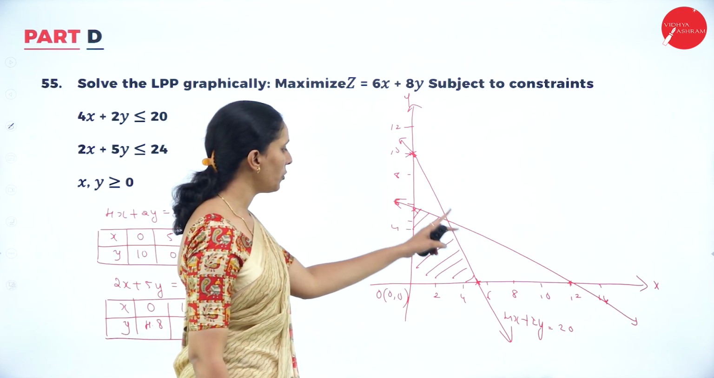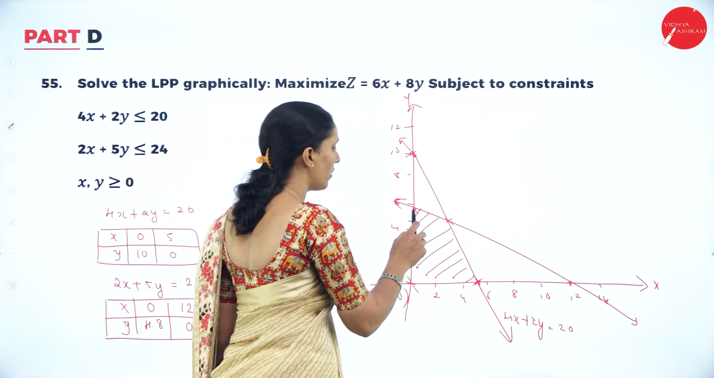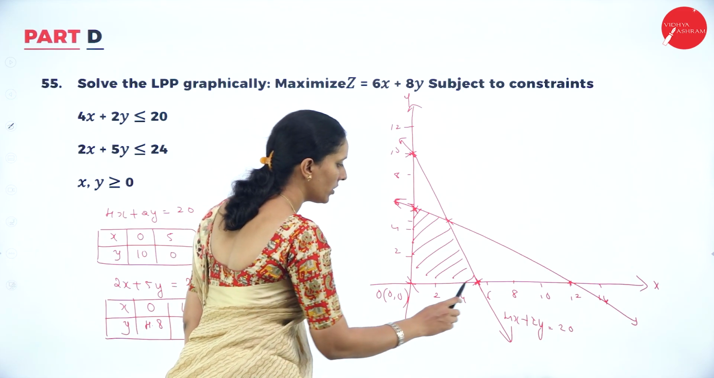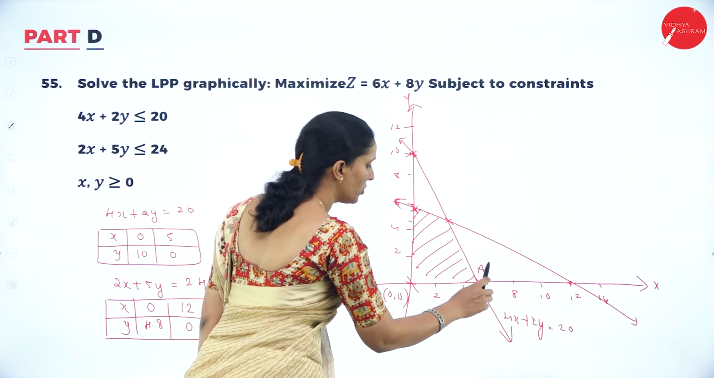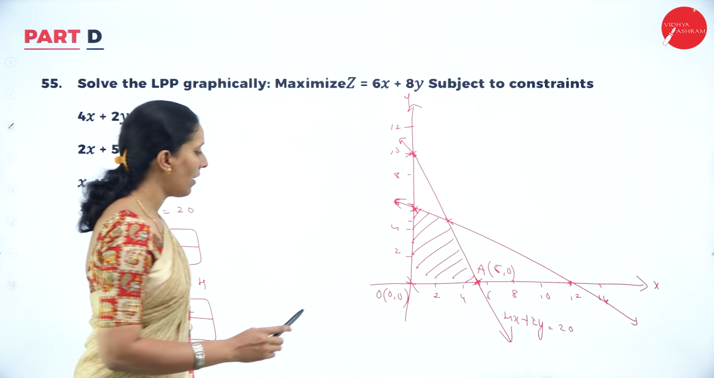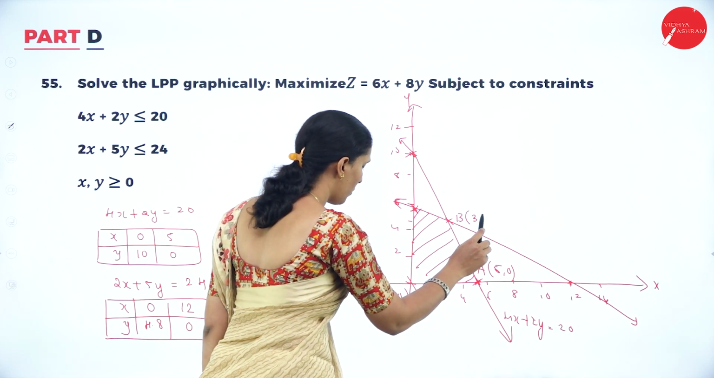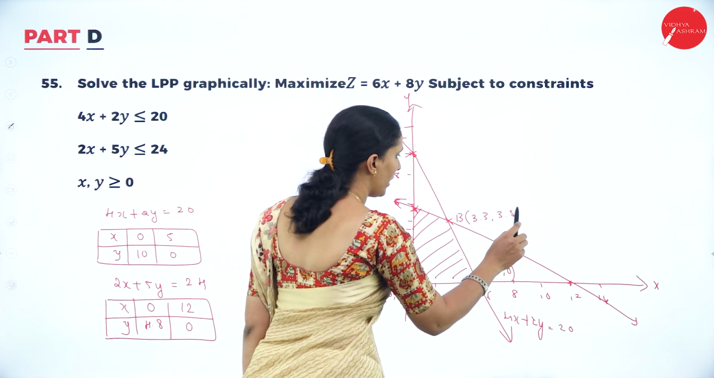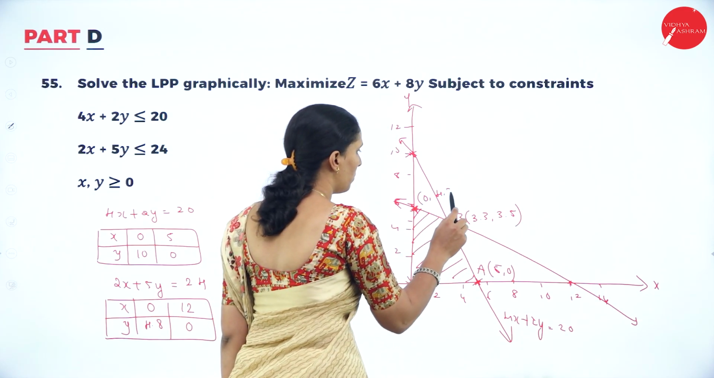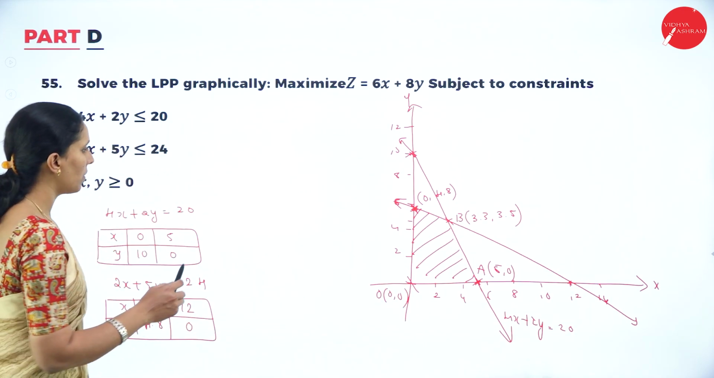Once you have the solution region, you need to identify the corner points. So these are the corner points we get here. What are the corner points? The first one is the origin. The second one we can take as A, which is 5, 0. The third one, by observing the graph, B, we get approximately 3.3, 3.5, and the last one is 0, 4.8. Now substituting all these in the corner point table.